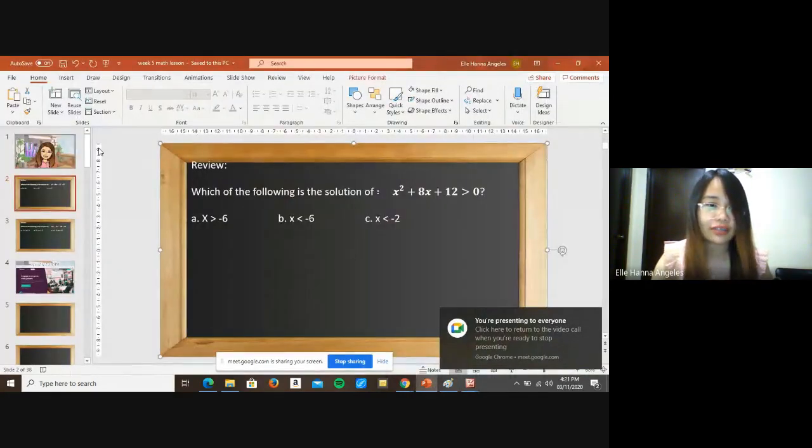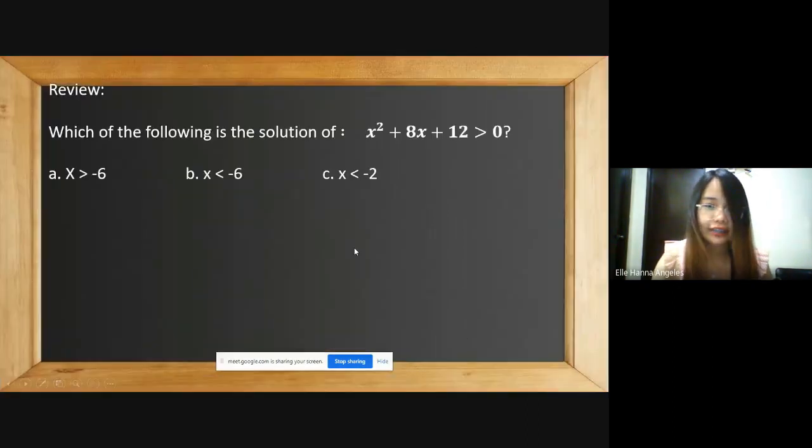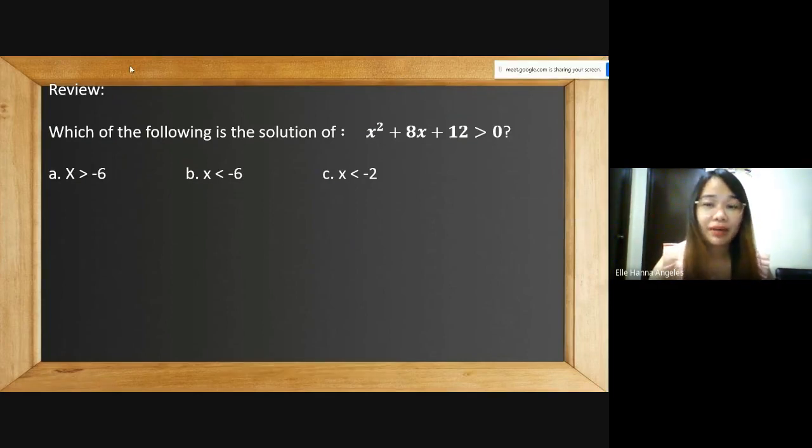As we continue having our lessons about math, let's have a review about quadratic inequalities. Last time I taught you about quadratic inequalities and how to solve them. But what if you encounter questions like this? You are asked to get the solution of a quadratic inequality and you are given choices. If this is the case, hindi mo na kailangang isolve pa yung mahabang solution kasi pwede mong i-try na lang yung mga solution na nakalagay dito sa A, B, and C. So, ganito yung gagawin natin.